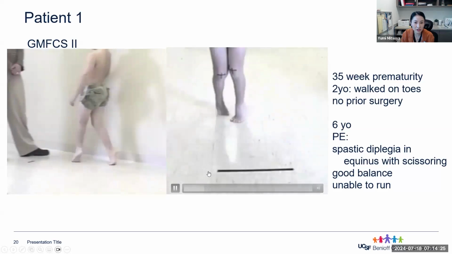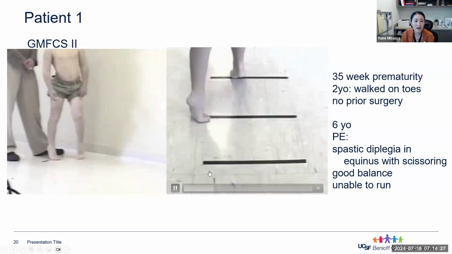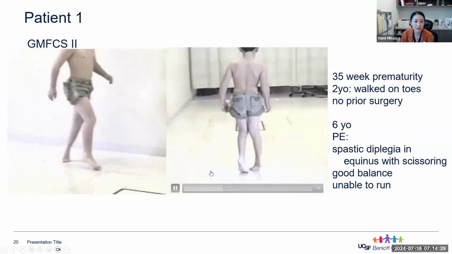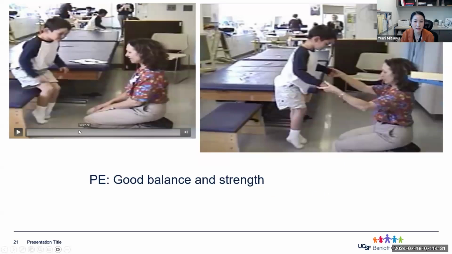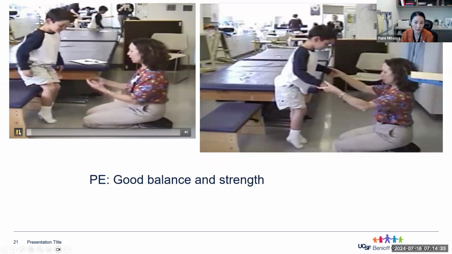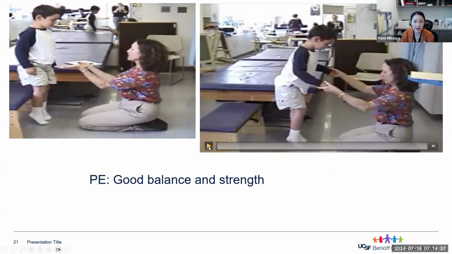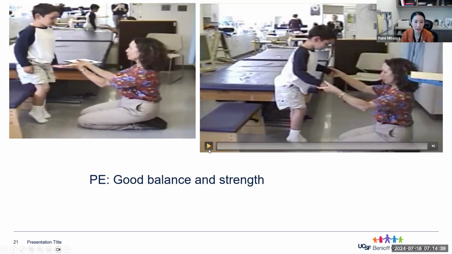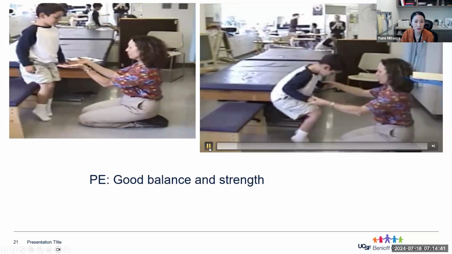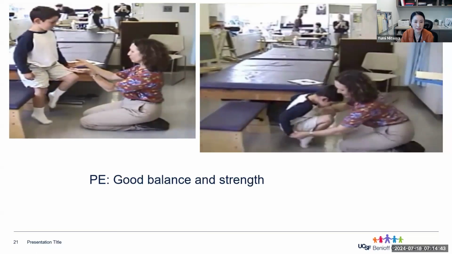He also has some adduction and internal rotation at the hips. He had fairly good balance, but due to the spasticity, he required handrails to navigate stairs, and he was unable to run without tripping frequently. And here again, you see that his static balance is pretty good, but due to being up on his toes, squatting is difficult without handhold assist.